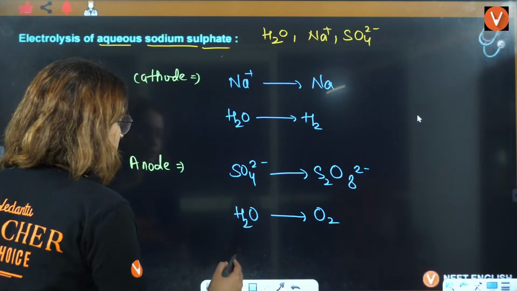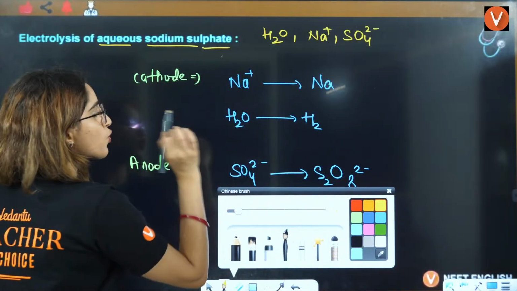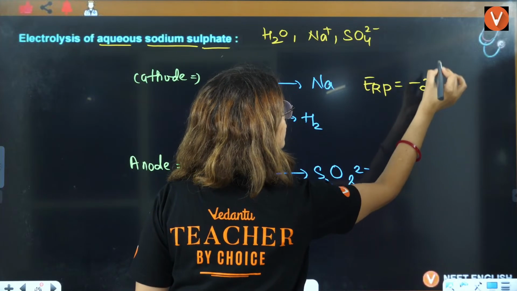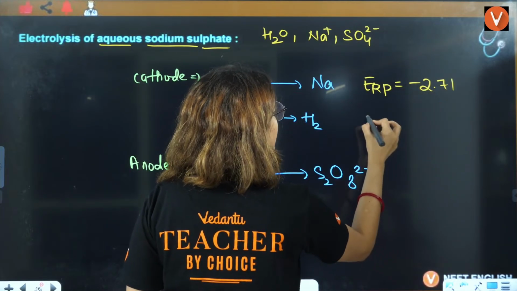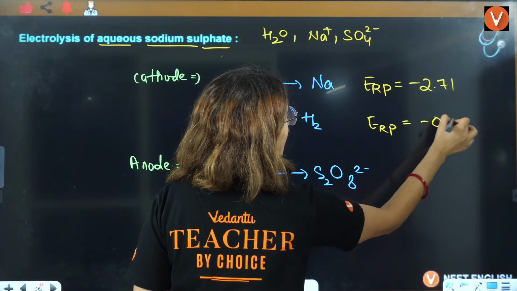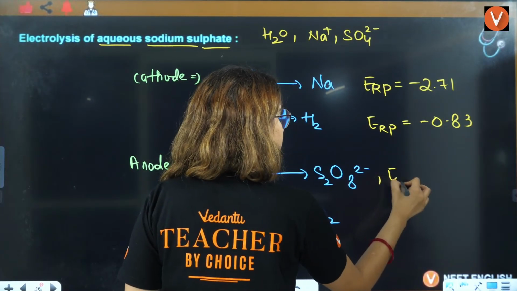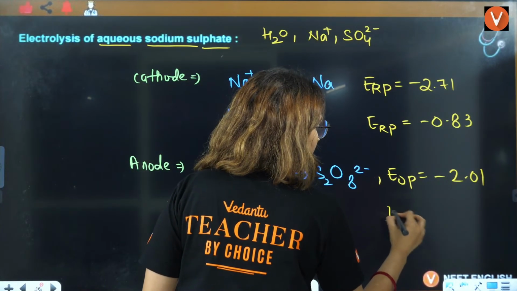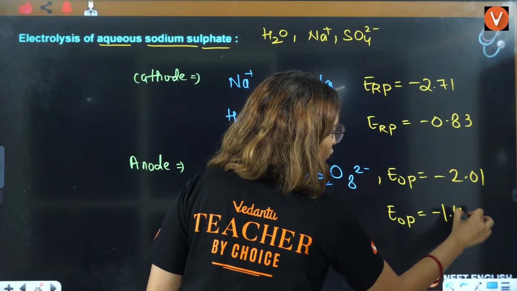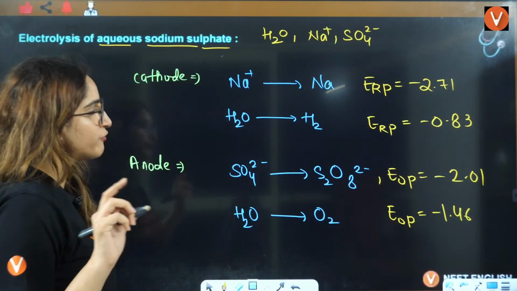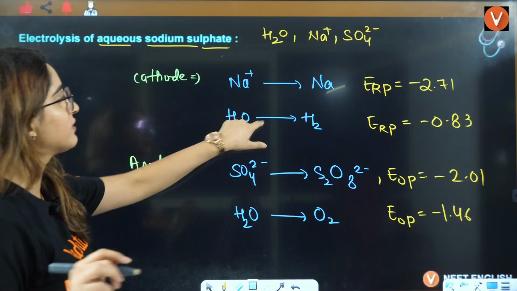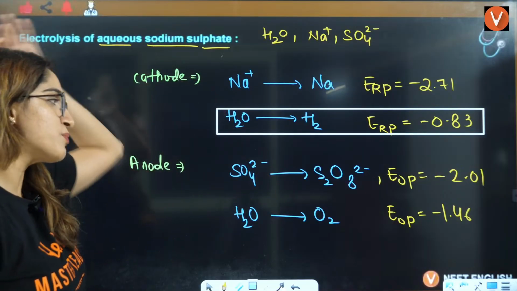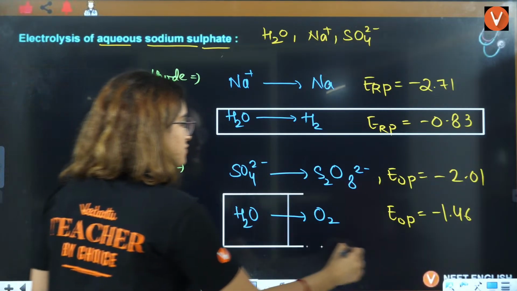So let's see this. Here, what you have is sodium. Its reduction potential is minus 2.71. Here, the reduction potential is minus 0.8. Here, the oxidation potential is minus 2.01. Here, the oxidation potential is minus 1.46. Now, if you see, the reduction potential is more in this case, so this will be selected. Here, the oxidation potential is more in this case, so this will be selected.